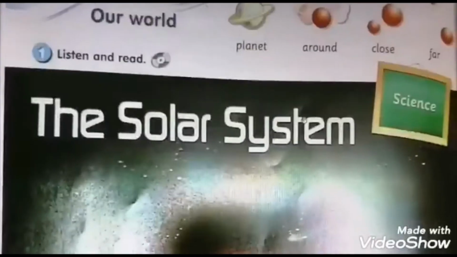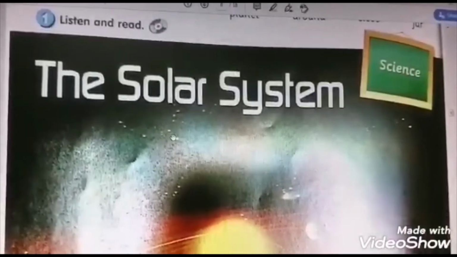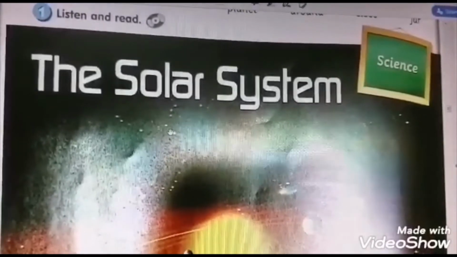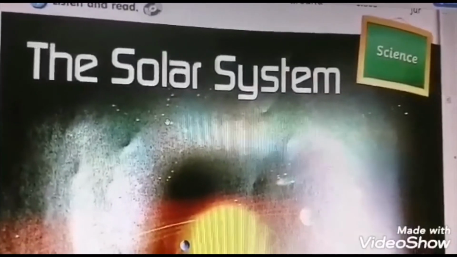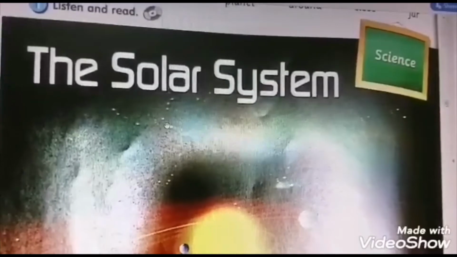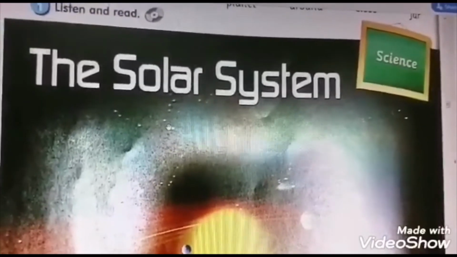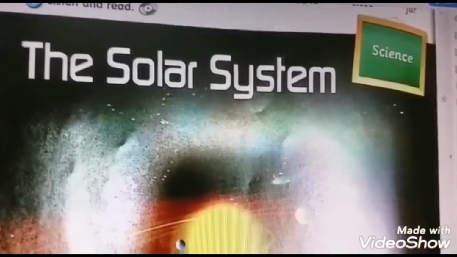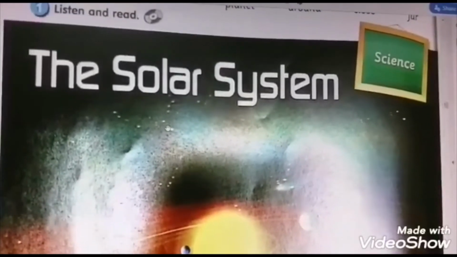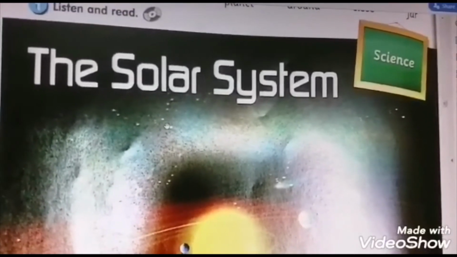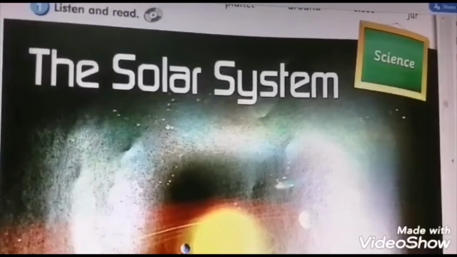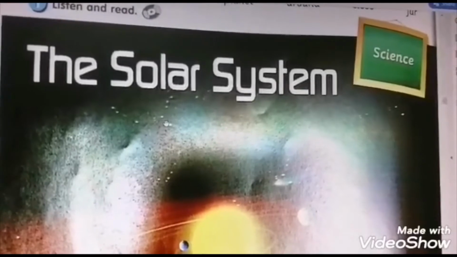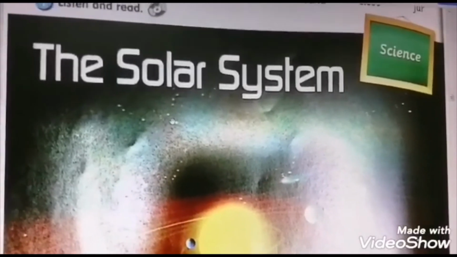Very good. Let's have a look at activity 1. Listen and read. So, do you recognize any of the planets in this presentation? Let's read the title. The solar system. Can you guess what the text is going to be about? Yes, it's about the solar system and the planets that are in it.